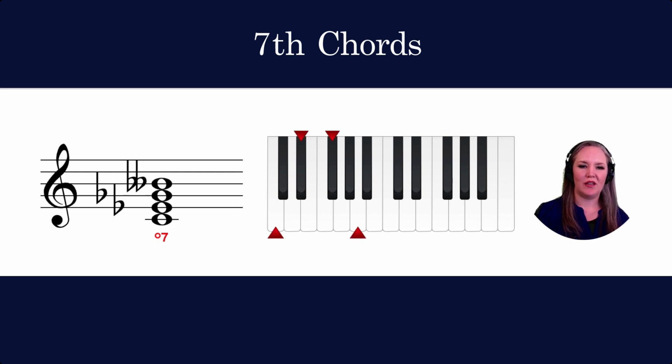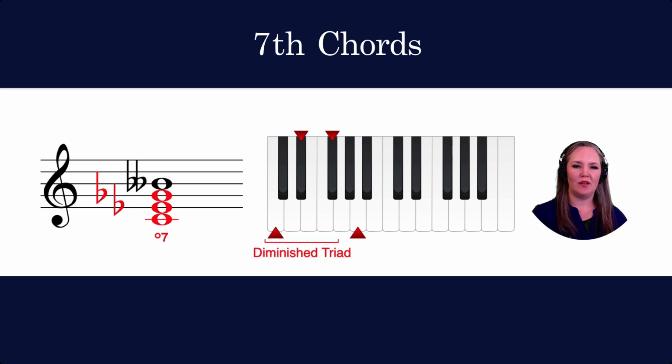So let's create a C diminished 7th chord. C to E flat to G is the diminished triad. C to B double flat is the diminished 7th. When combined, they form a C diminished 7th chord.